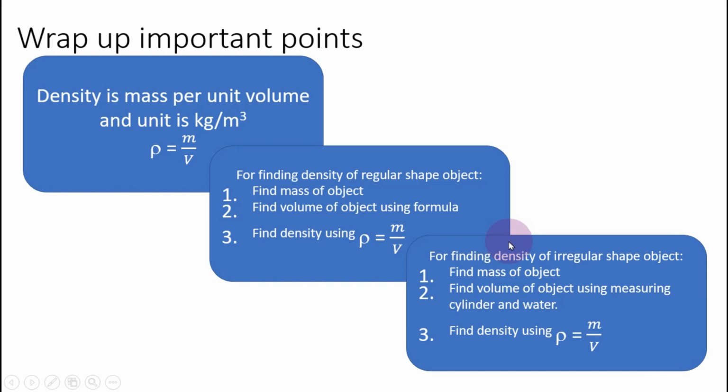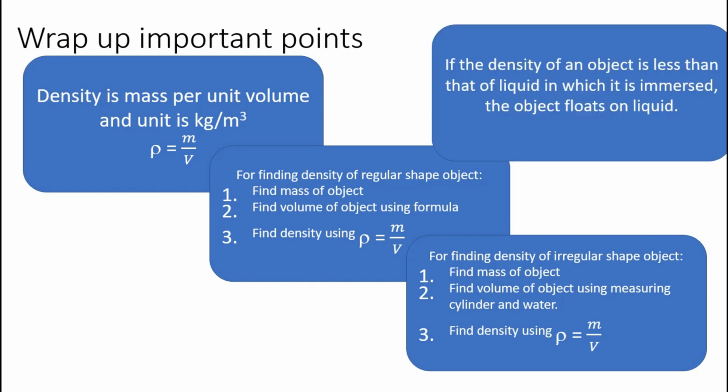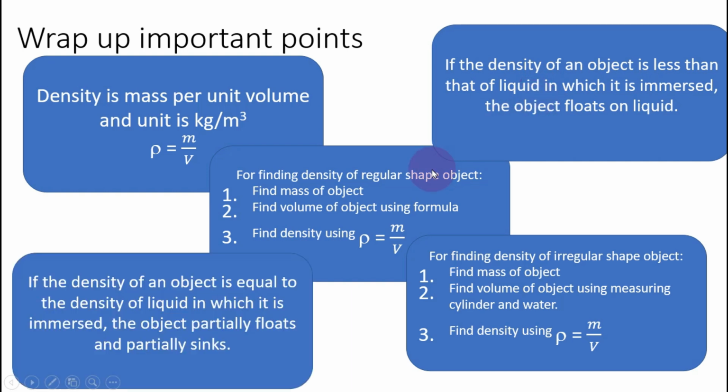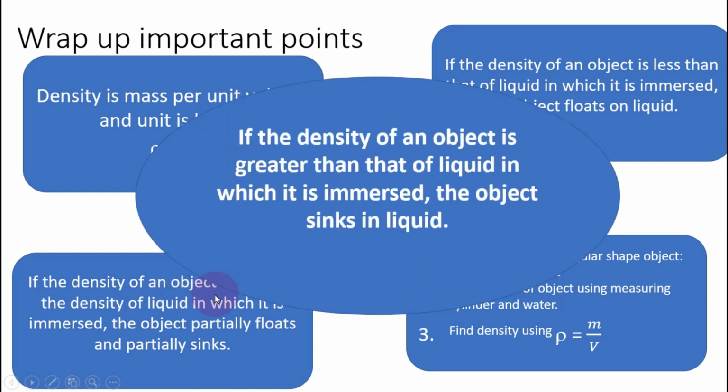For irregular shape objects, again the first step is to find out the mass. The second is to find out the volume of the object using a measuring cylinder, that is the water displacement method, and then use the formula rho equals m over v. If the density of an object is less than that of the liquid, then the object floats. If the density of the object is equal to the density of the liquid, partially it is floating while partially it sinks. But if the density of the object is greater than the density of the liquid, it sinks.